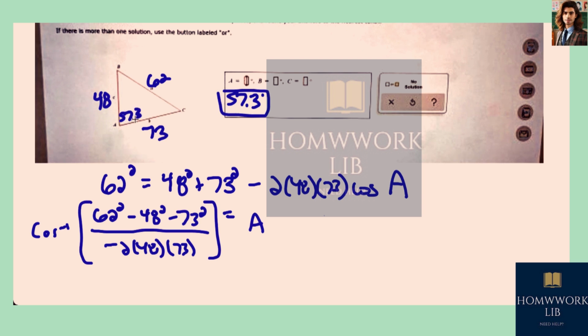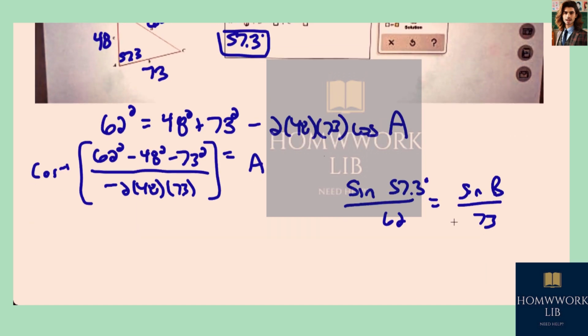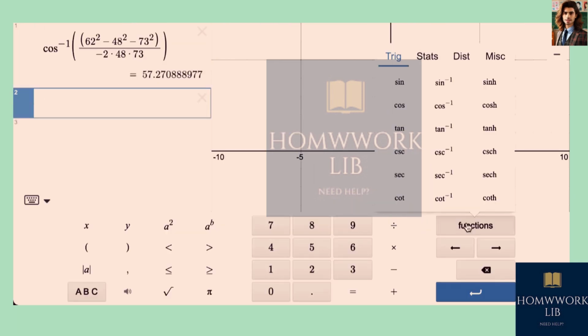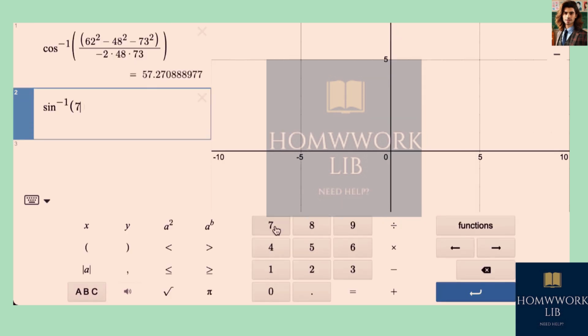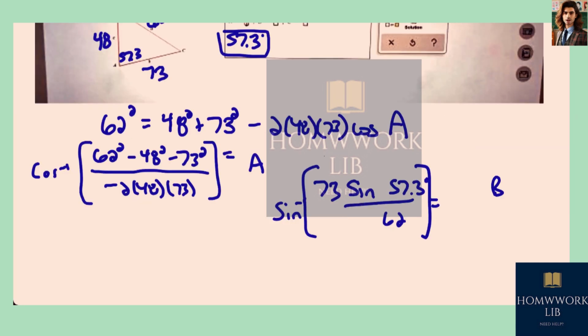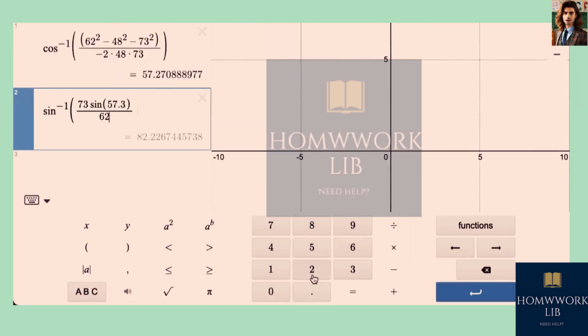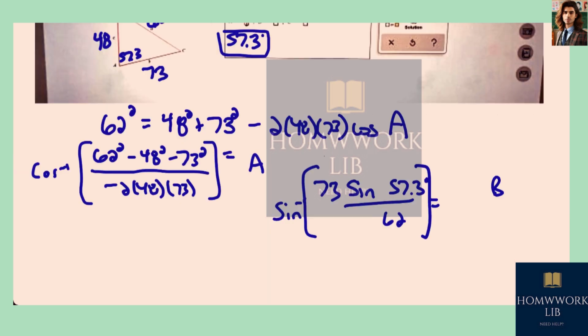Which now we can use the law of sines. We can say the sine of the 57.3 degree angle over its opposite side, 62, is equal to, if we want to find angle B next, the sine of angle B over its opposite side, 73. Cross multiply the 73, and then inverse sine to get just angle B. So inverse sine of 73 sine 57.3 over 62. And that's 82.2 to the nearest tenth.